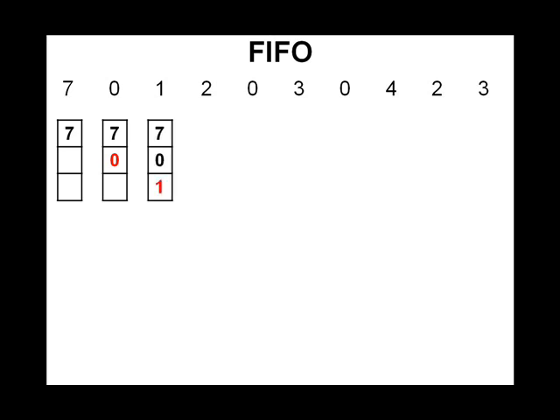Next we want to execute the page 2. But in the frames 7, 0, 1 is present. So there is no free frame, so we want to replace. Here only we have to use the page replacement algorithm. First in first out. The page 7 came first, so that frame is replaced by the 2. So we get 2, 0, 1.